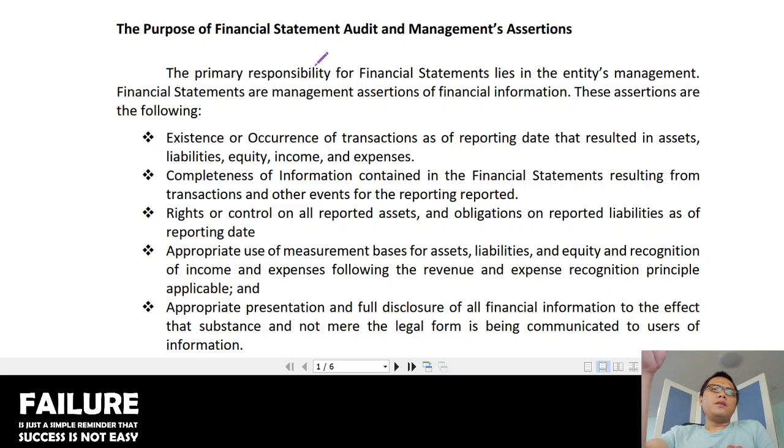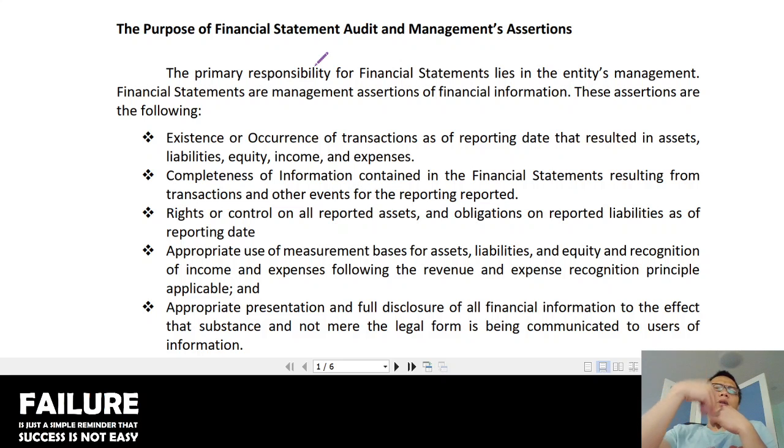Okay? So basically, financial statements are assertions by the management. Okay? These are assertions of management in regard to financial information. So, kumbaga, pag sinabi po natin na assertion, ito yung pinapakita ng management na financial information ng isang entity. Okay? Ito ang kanyang ina-assert na financial information. And that assertion is basically a responsibility of the management.